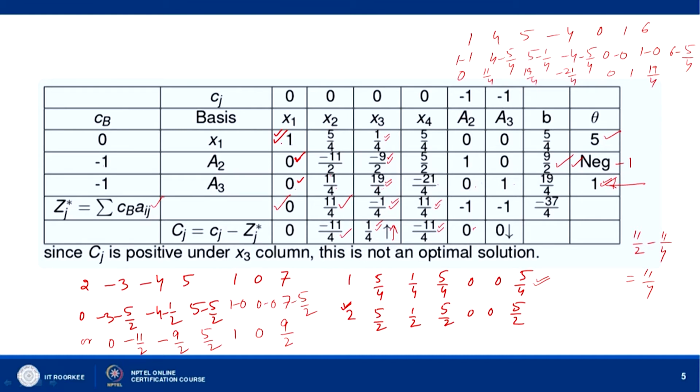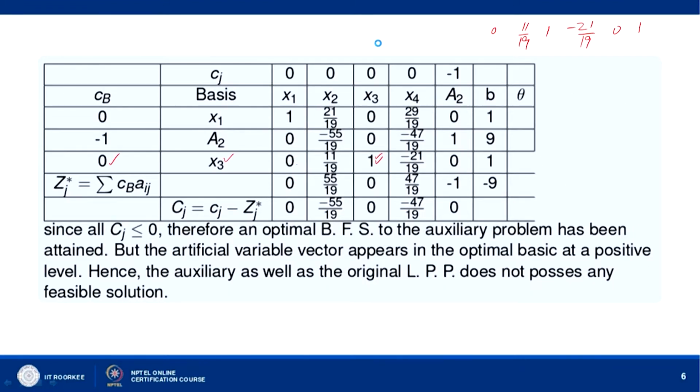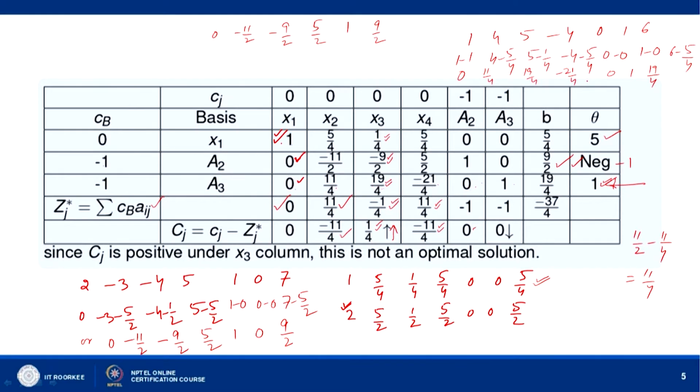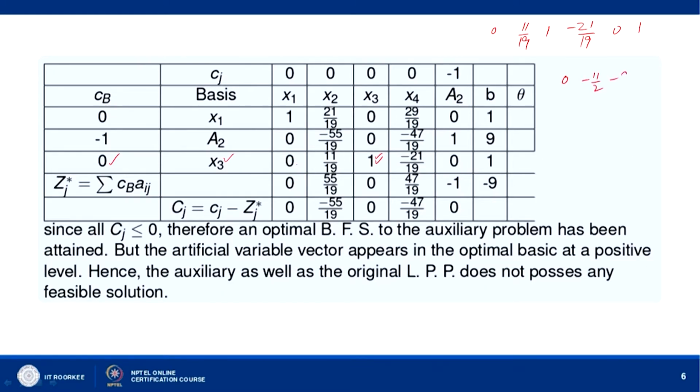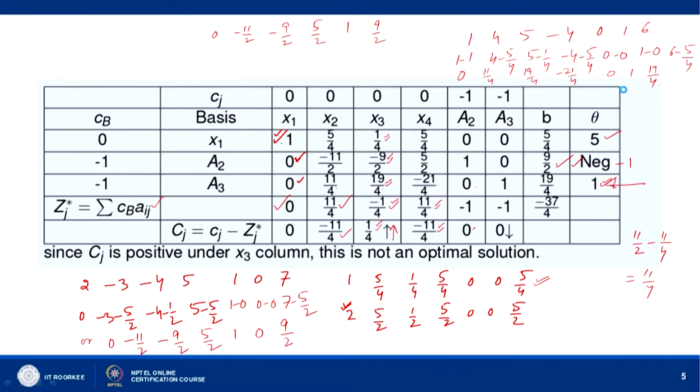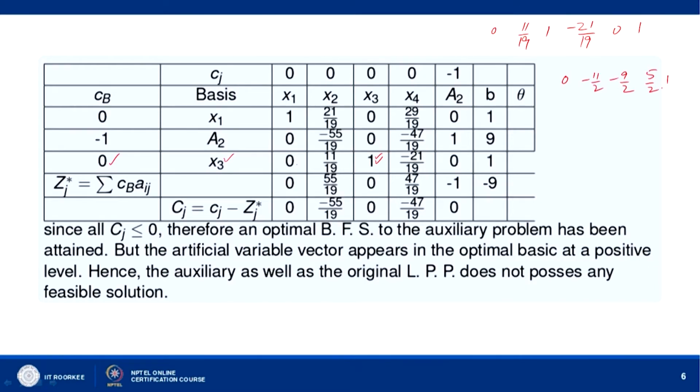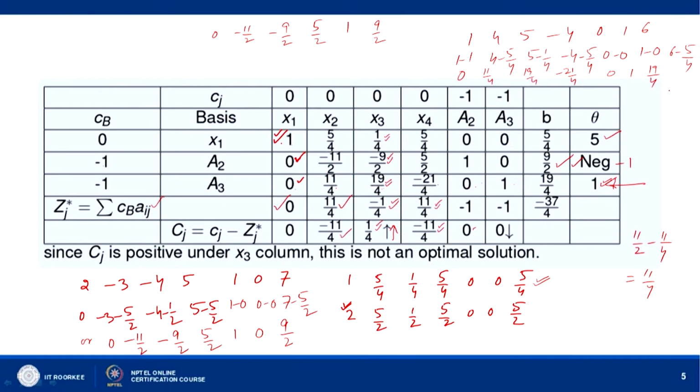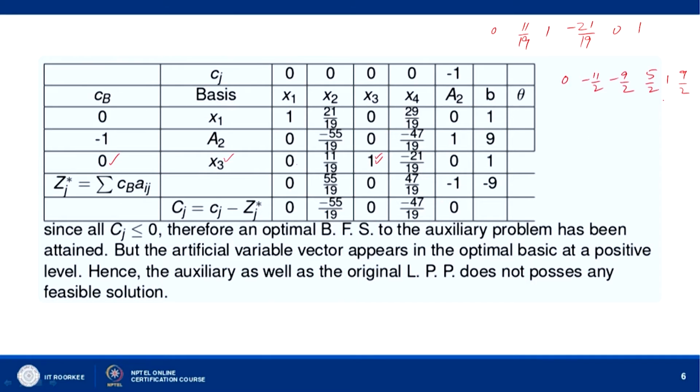So, 0, minus 11 by 2, minus 9 by 2, and we get 5 by 2, we get 1 here, this we do not have to consider, and we get 9 by 2 here. So, 0, minus 11 by 2, minus 9 by 2, 5 by 2, 1, 9 by 2. So, we have to make this entry 0.